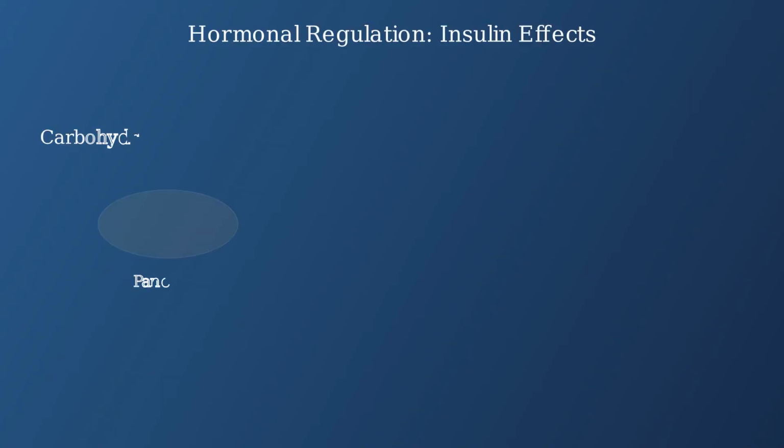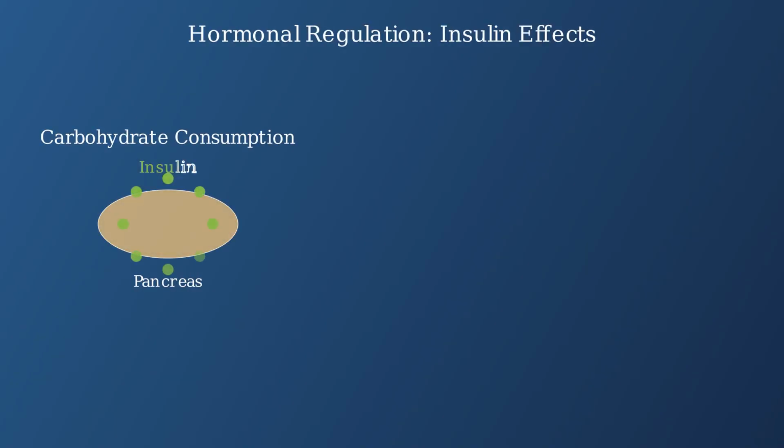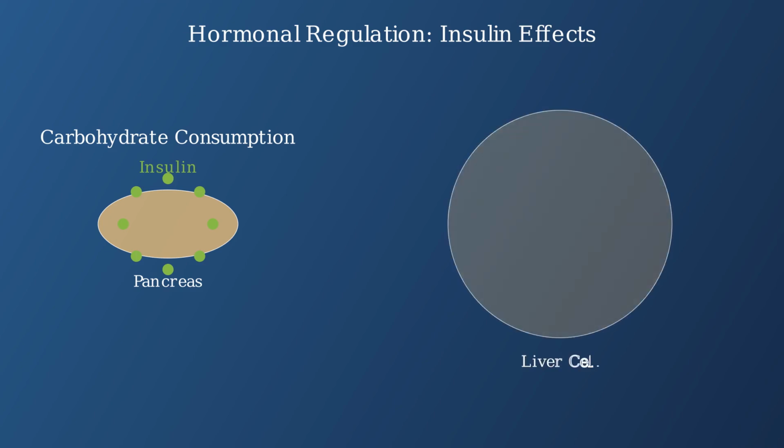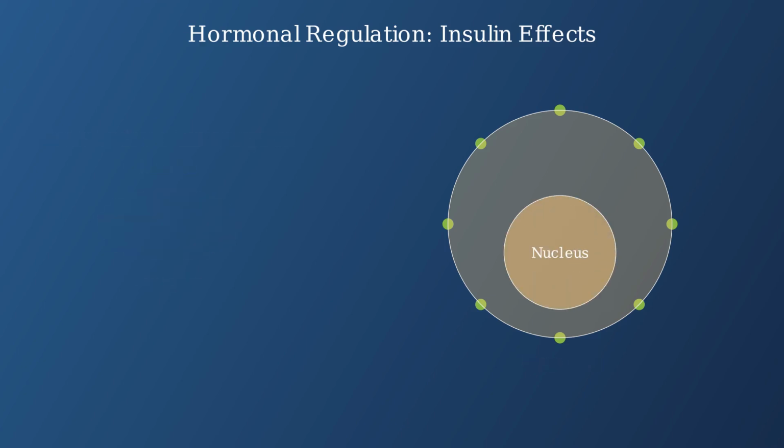Insulin is a peptide hormone released by the pancreas in response to elevated blood glucose levels, typically after carbohydrate consumption. When insulin reaches the liver, it binds to insulin receptors on the cell surface, triggering a complex signaling cascade. Inside the cell, insulin activates a signaling cascade involving phosphoinositide 3-kinase, PI3K, and protein kinase B, AKT, which ultimately regulates transcription factors like FOXO1.